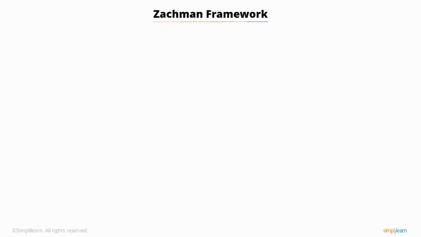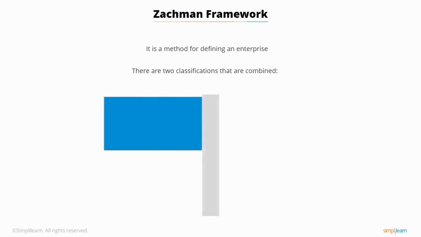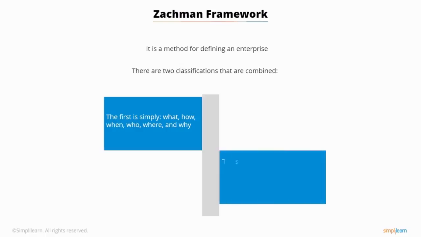The Zachman framework is a common one used for defining an enterprise. There are two ways to classify an enterprise that are combined together in the Zachman framework. The first is very simple. What is the enterprise? How does it work? When does it work? Who's involved? Where do they work? Why do they do these tasks? The second is more specific. You identify the specific business elements in that enterprise, define them, look at their representation, specification, configuration, and instantiation.